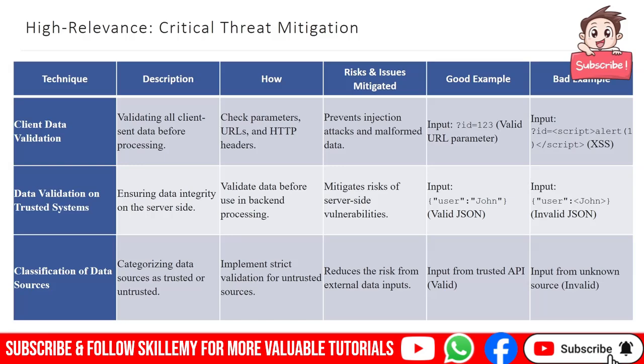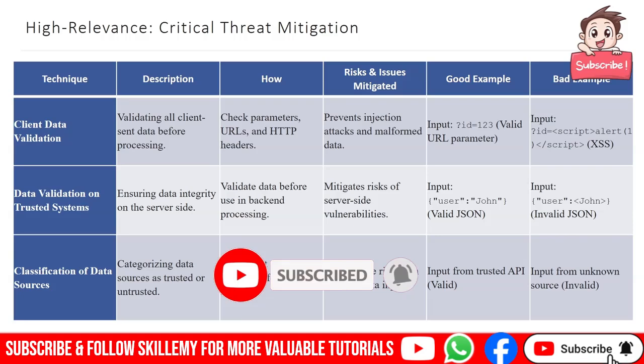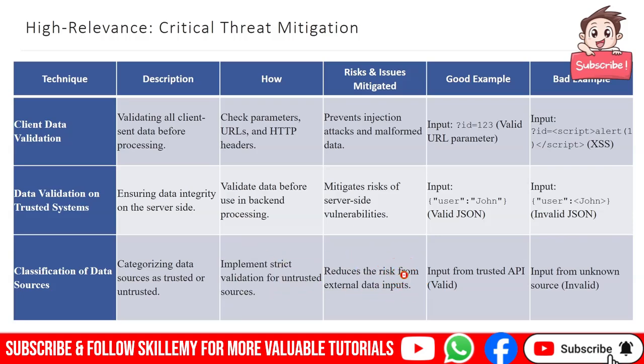Moving on, we discuss the classification of data sources. This involves categorizing incoming data as either trusted or untrusted. Data from trusted sources, like internal databases or known APIs, can be processed with minimal validation, while data from untrusted sources must undergo rigorous testing. This approach significantly reduces the risk associated with external data inputs, which are often more vulnerable to malicious content. For instance, accepting input from a trusted API is valid and expected, while data from an unknown source should always be treated with caution and potentially rejected if it doesn't meet strict criteria.